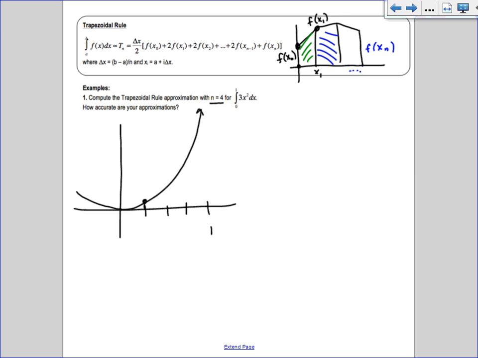Okay, so the first one that I have is actually just a triangle. And then the second one is a trapezoid. The third one is a trapezoid. And the fourth one is a trapezoid. Do you guys see how it looks almost exactly like that curve? It's really close to it. It's a good approximation.